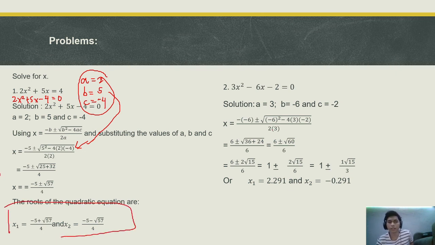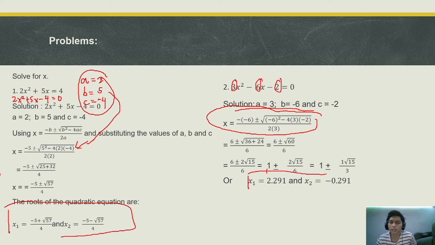Same as here. So here our value of a is 3, value of b is negative 6, value of c is negative 2. Substitute those values here, and then you can get the 2 roots of x as this one. So if, for example, the instruction is to use the decimal form, that's fine. If the instruction is to use the fractional form or the rational form, that's also fine.